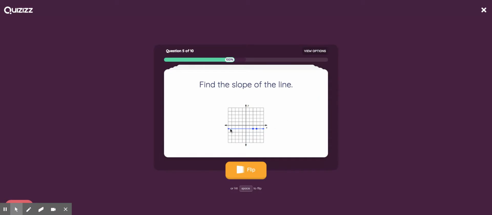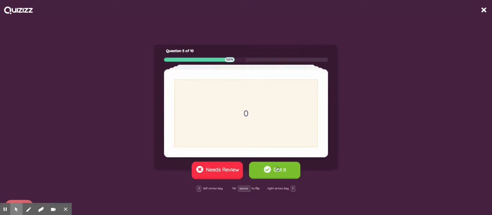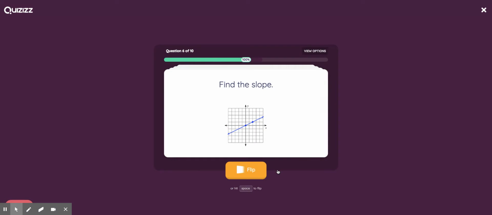Okay, anytime you see a horizontal line, you can already know that it's going to be a zero slope because slope is the steepness of a line. And if you're walking on a flat surface, there's no steepness to it. So our slope is zero.